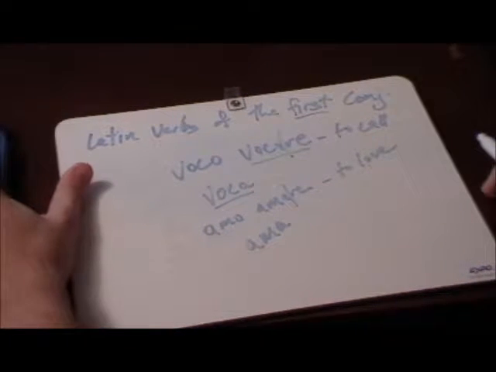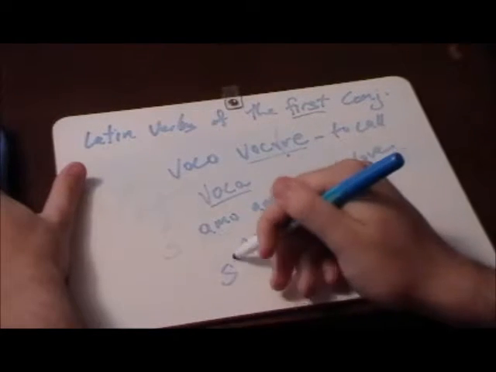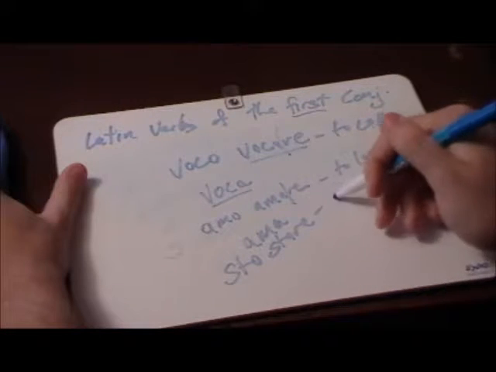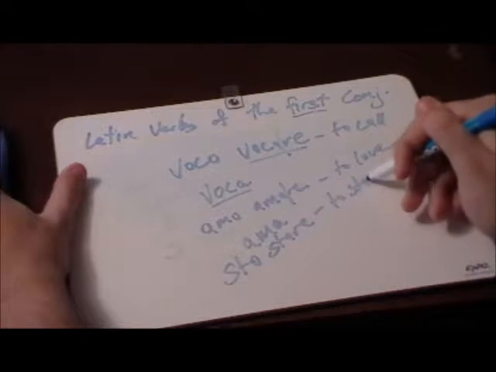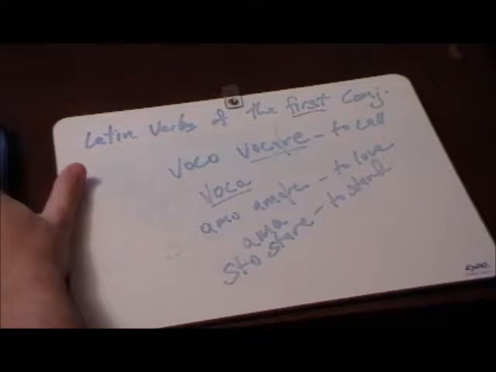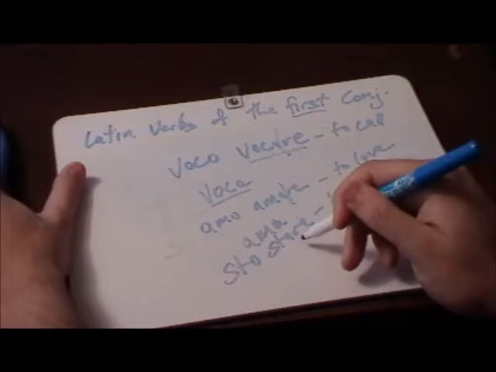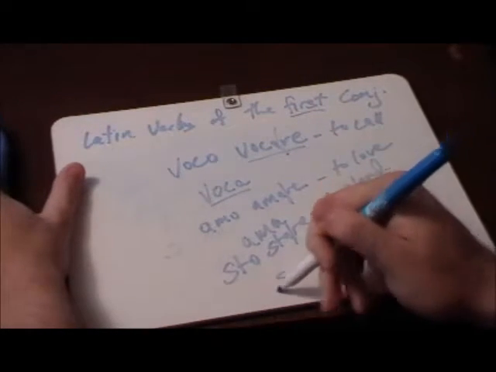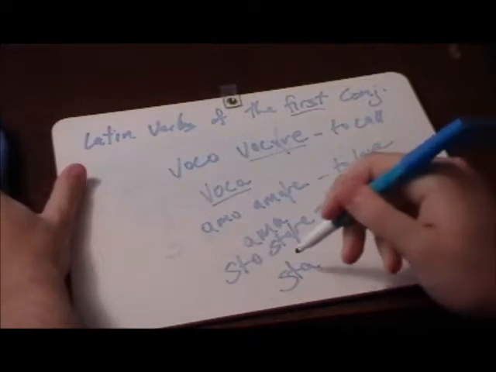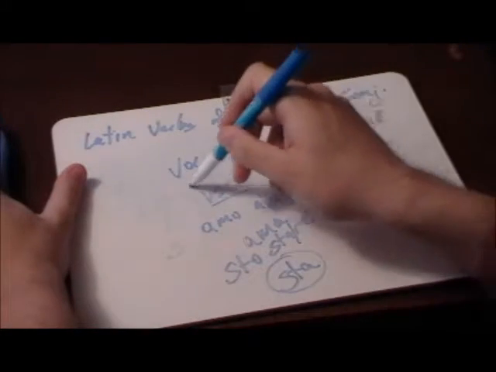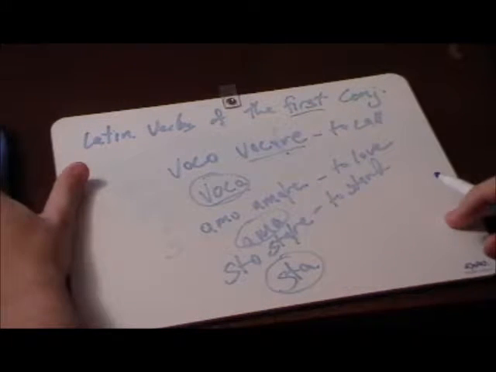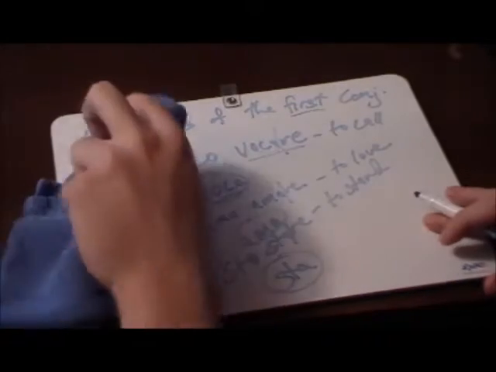And one more example. Let's look at sto, stare. That means to stand. Go to the second principal part, which is stare. You take off the RE. That leaves you with the stem of sta. So voca, ama, and sta. That's step 1, the present stem.